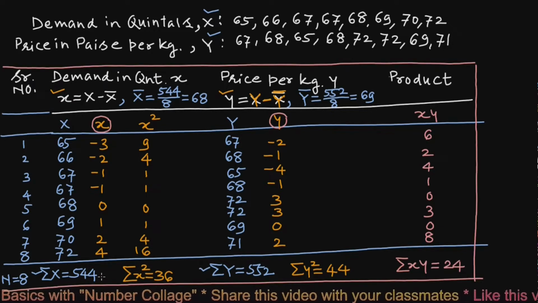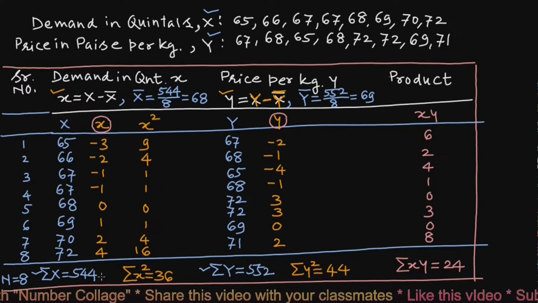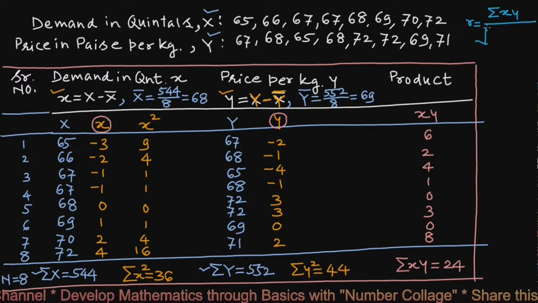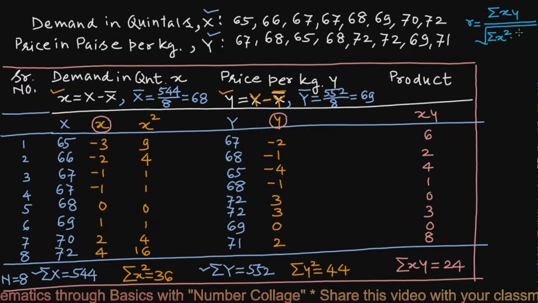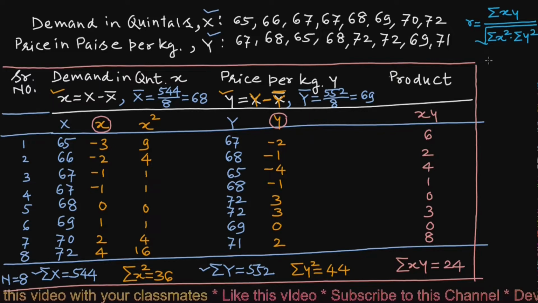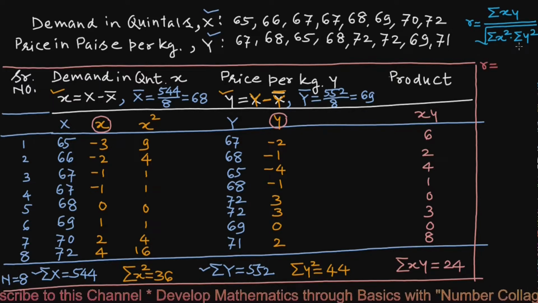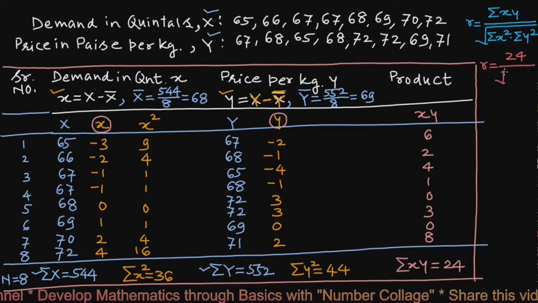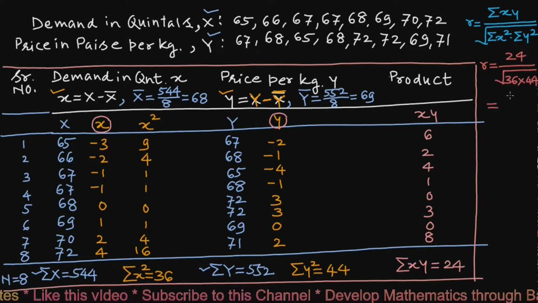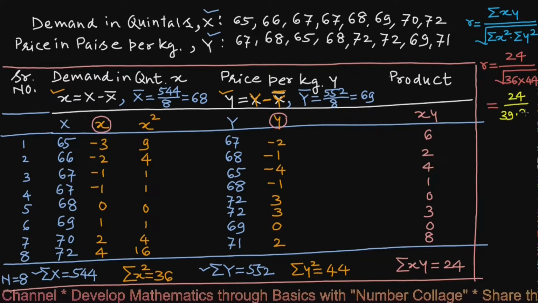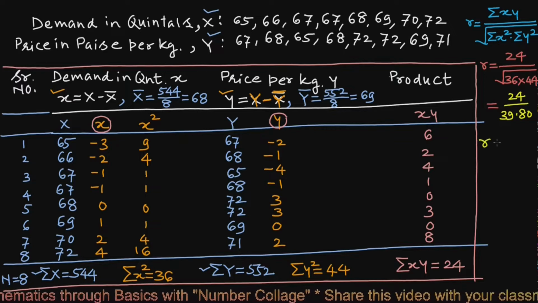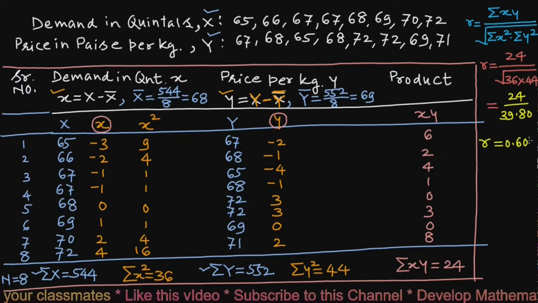According to the formula of actual mean method, we write r equals summation xy upon square root of summation x square into summation y square. By substituting the values, we get r equals 24 upon square root of 36 into 44, that equals 24 upon 39.80. So finally we get the correlation coefficient r equals 0.6030.